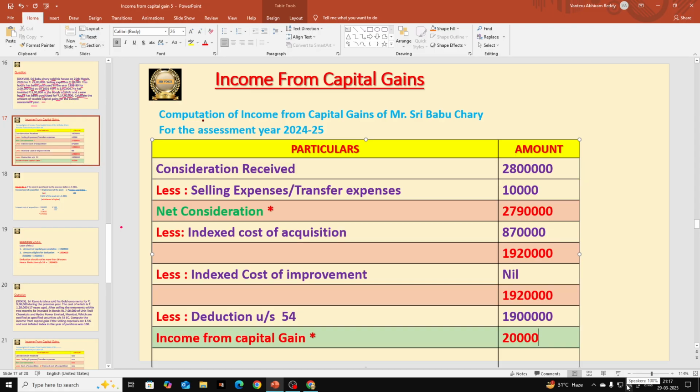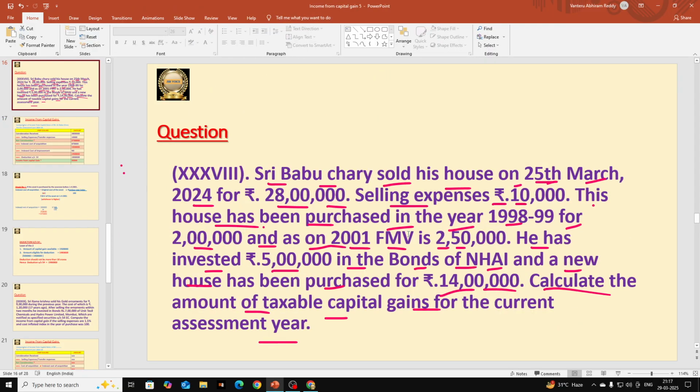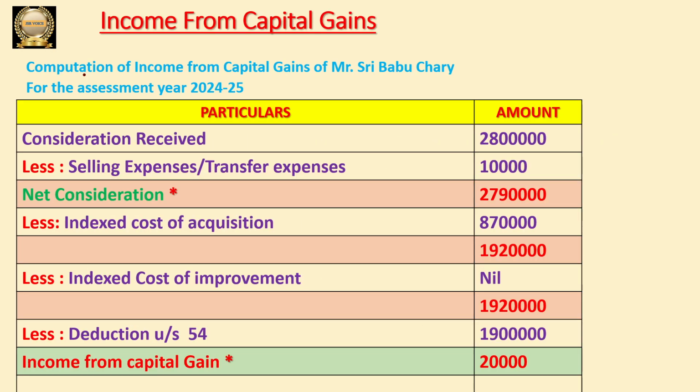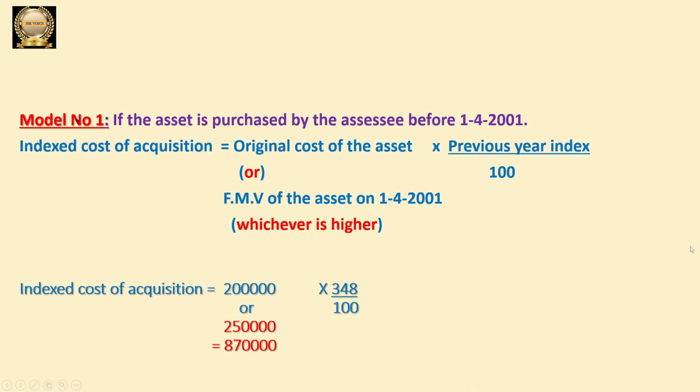So this is the solution that we have to do for this problem. Hope you all understood. Let me show it again from question till solution once again. This is the question, students, that I discussed with you. And this is the solution. You have to follow the format like this. You have to give a heading on the top, and we found income from capital gain of rupees 20,000, and this is the calculation of indexed cost of acquisition. So we have two models and we selected the first model. The reason I already explained while doing the solution.